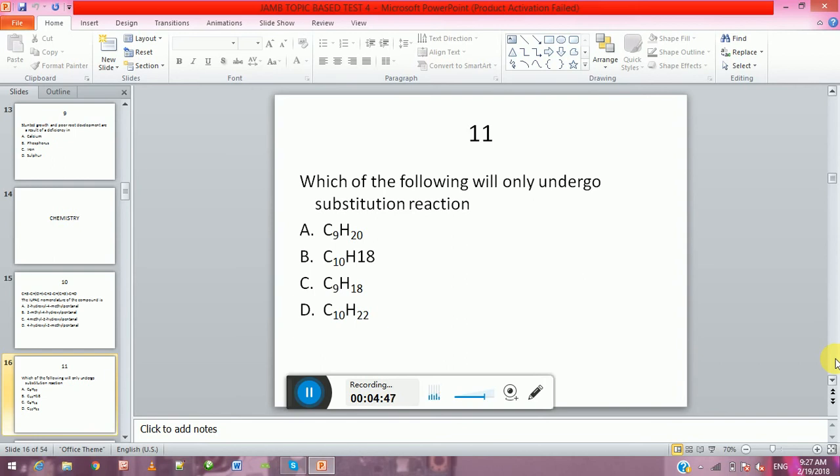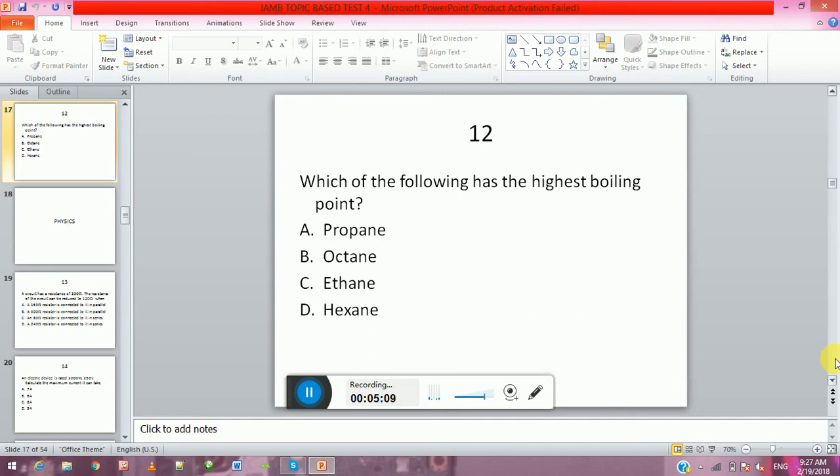Which of the following will only undergo substitution reaction? A. C9H20. B. C10H18. C. C9H18. D. C10H22. Which of the following has the highest boiling point? A. Propane, B. Octane, C. Ethane, D. Hexane.